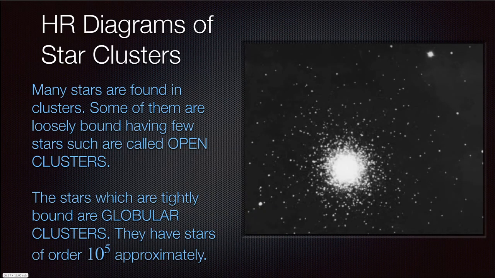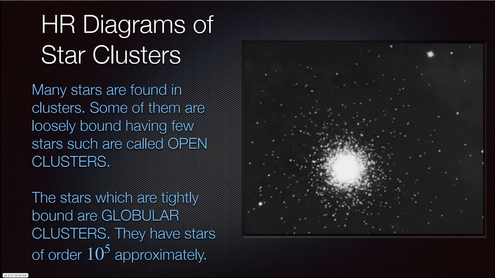So now, when we did HR diagrams for a star and binary stars also, now what we'll do is calculate the HR diagrams for a cluster of stars. There are two types of cluster. In some of the clusters, the stars are loosely bound, having few stars. Such clusters are known as open clusters. And there are star clusters in which stars are tightly packed, and it may be of order 10 raised to power 5. These are known as globular clusters.